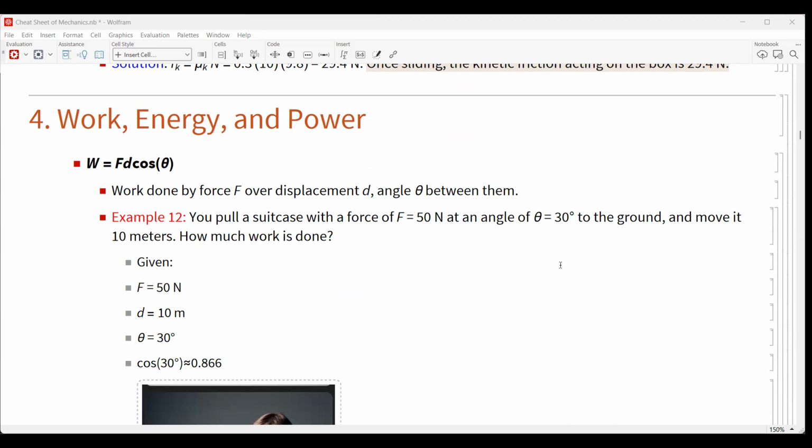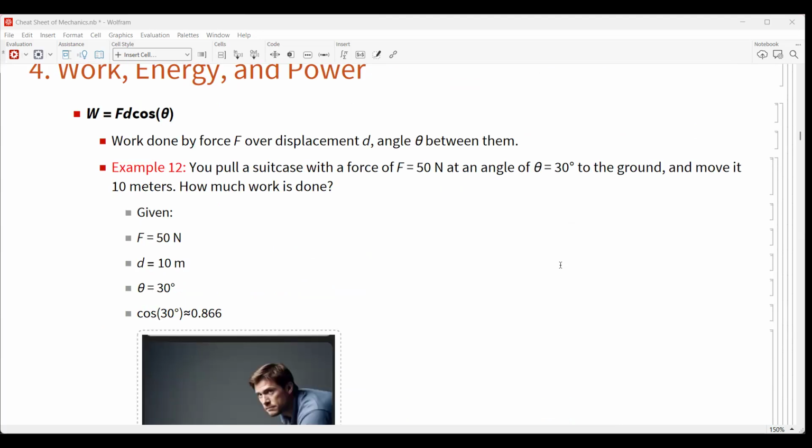Work, kinetic energy, and power. The work is equal to the force F over displacement d, times the cosine of the angle theta between them. So you push a suitcase with a force of 15 newtons at an angle of 30 degrees to the ground and move it 10 meters. How much work is done?